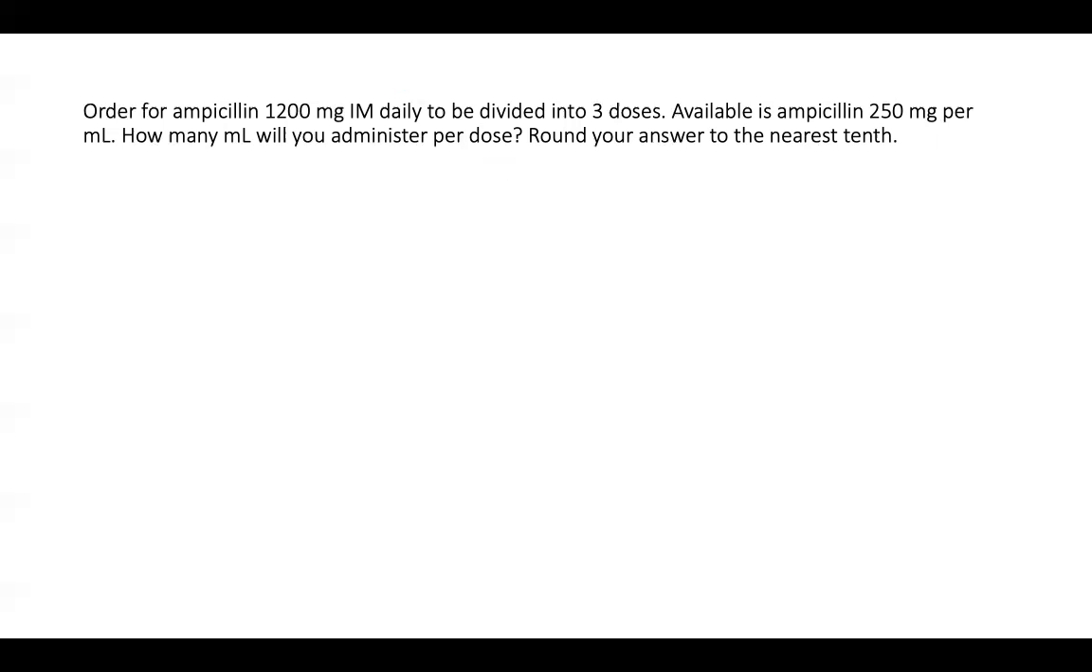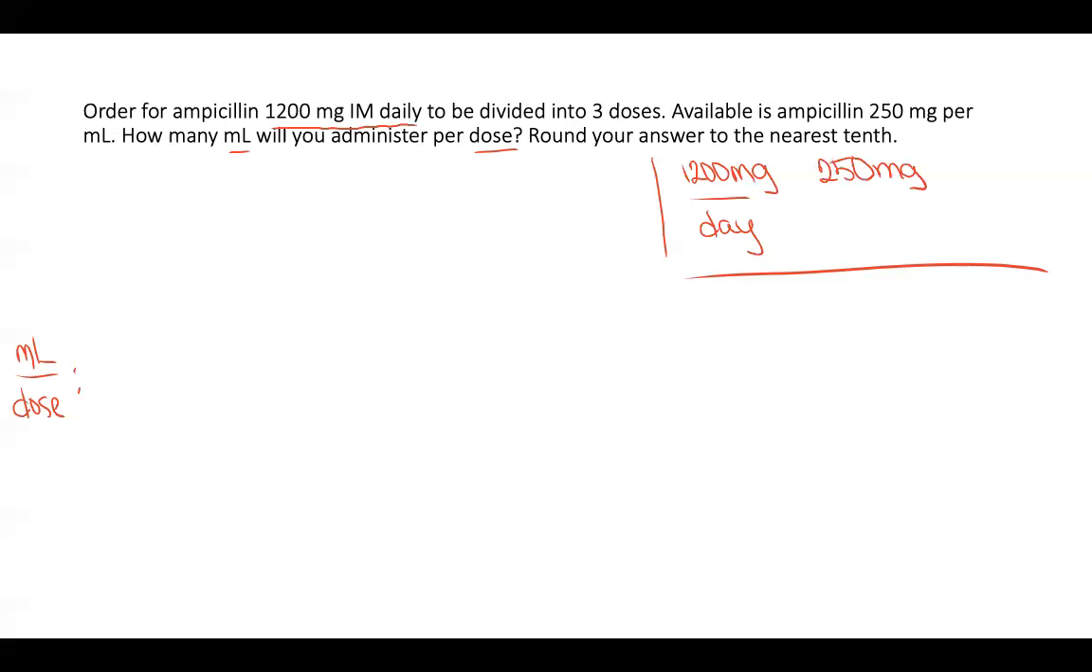Step 1, what are we looking for? The question says, how many milliliters will you administer per dose? So we're looking for milliliters per dose. Step 2 is to build our box. In our box goes our order, which is 1200 milligrams per day. I also need what I have available, which is 250 milligrams per milliliter.